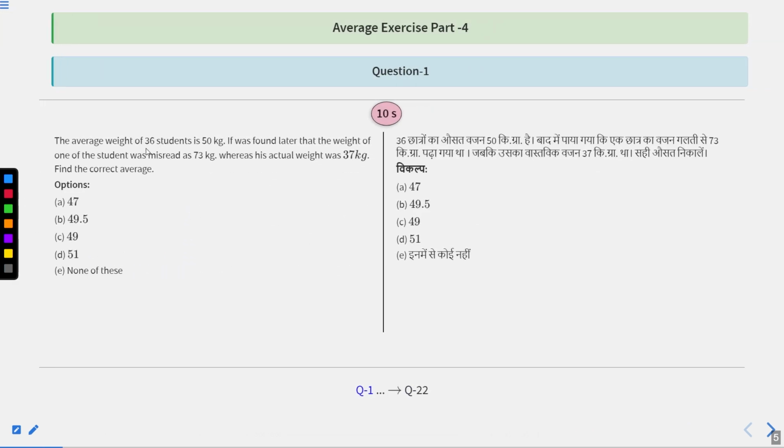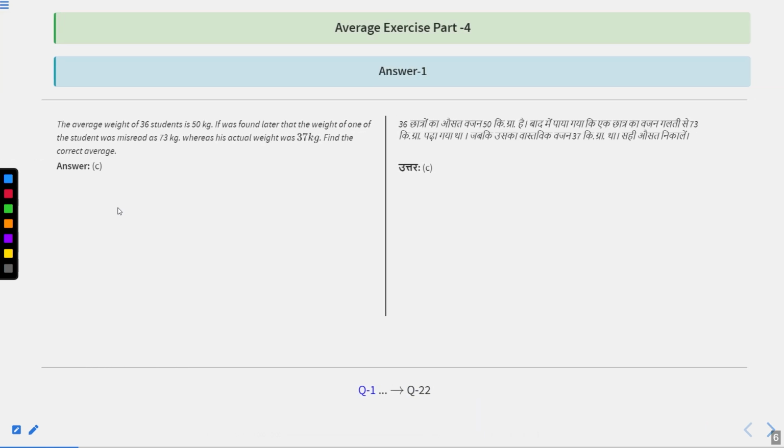The average weight of 36 students is 50 kg. It was found later that the weight of one of the students was misread as 73, whereas his actual weight was 37 kg. Find the correct average. You have 5 options and 10 seconds to analyze the question. Your time starts now. Now time's up. Let's see the solution.